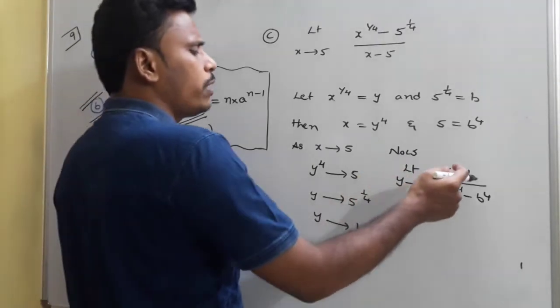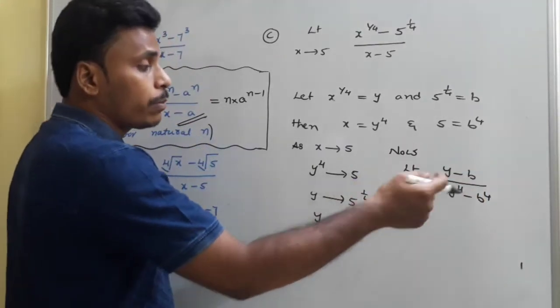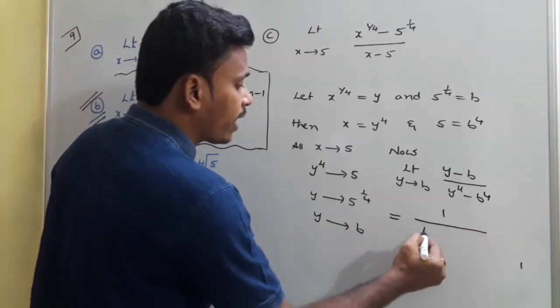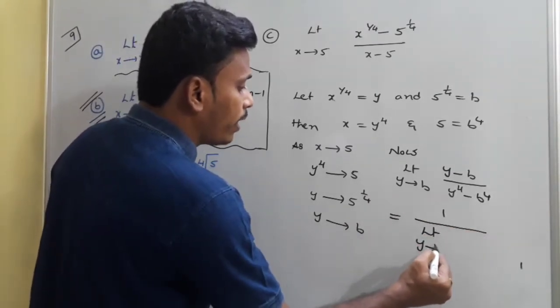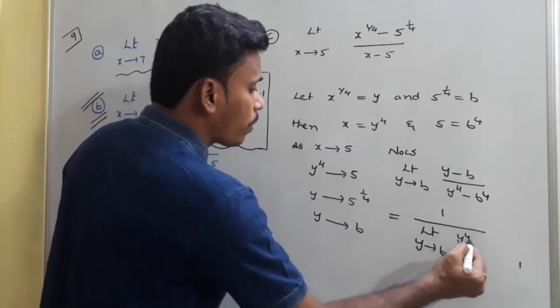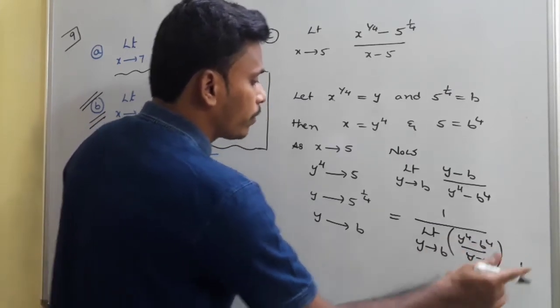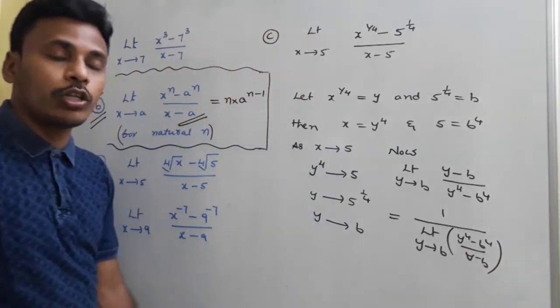Limit y tends to b, y minus b by y power 4 minus b power 4. By the algebra of limits, I can rewrite it like this: 1 divided by limit y tends to b, y power 4 minus b power 4 by y minus b. Just reciprocate and send the limit to the denominator.